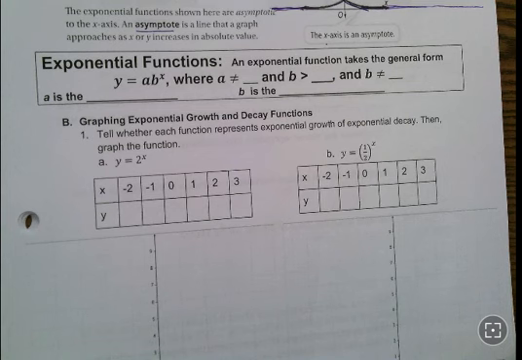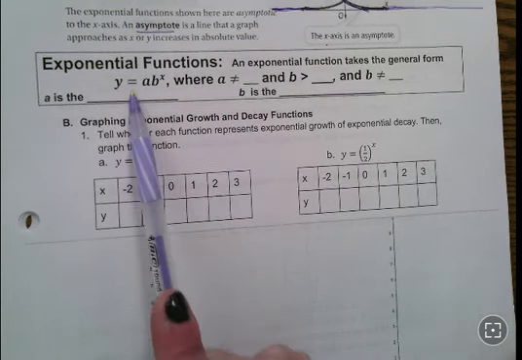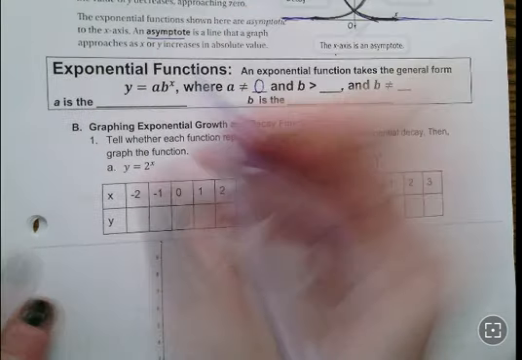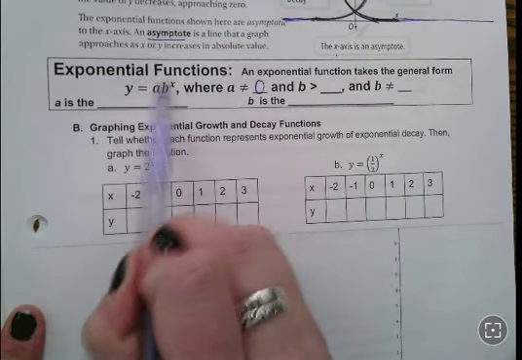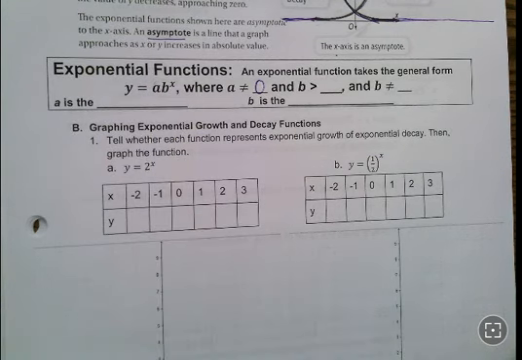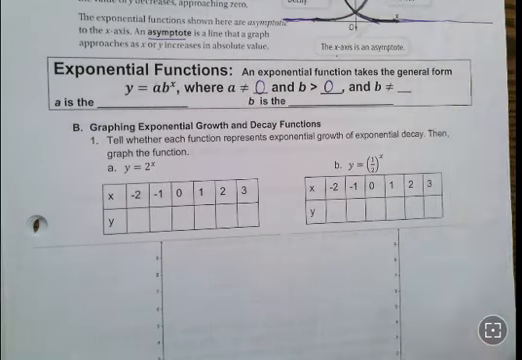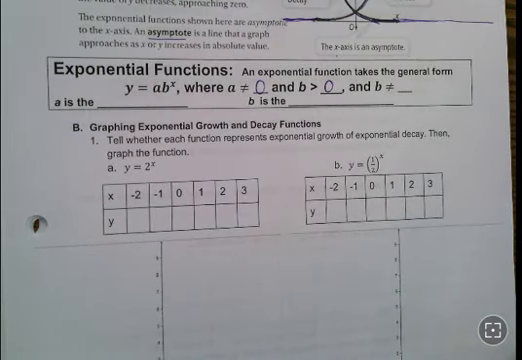Okay. So for exponential functions, an exponential function takes the general form y equals a b to the x, where a cannot be 0, okay? Because if a is 0, then this whole thing is 0. Well, then that's not exponential at all. The whole thing is just 0, okay? B has to be bigger than 0, okay? Because if b is negative, it creates what we call an oscillating function. We're not going to talk about those. Just understand that b cannot be negative, okay?